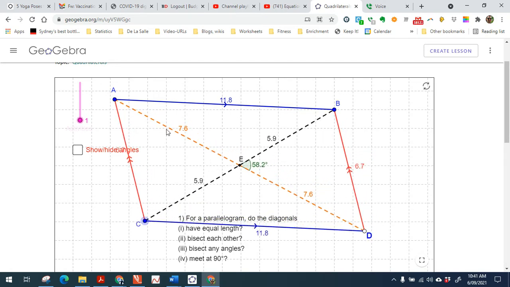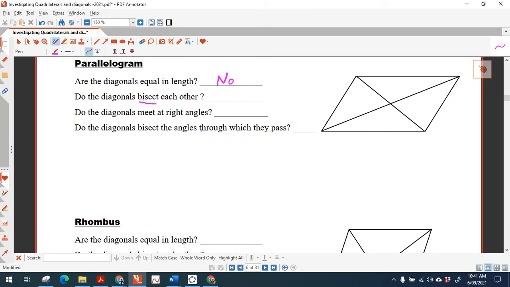Okay, so you can see here that the orange diagonal has 7.6 on either side of point E, and the black diagonal has 5.9 on either side of E. So that means the orange diagonal cuts the black diagonal in half, and the black diagonal cuts the orange diagonal in half. So coming back to our second question, do the diagonals bisect each other? And the answer is yes, they do. They do bisect each other.